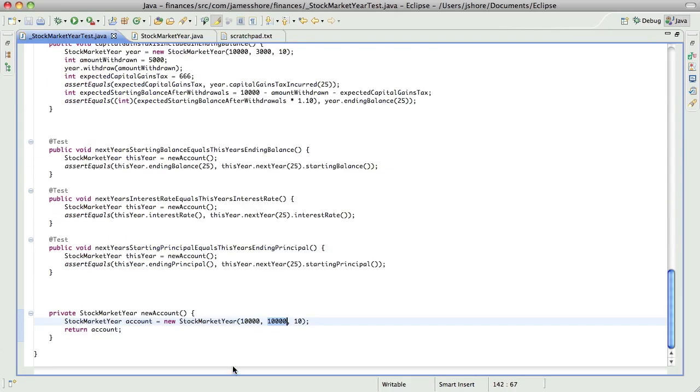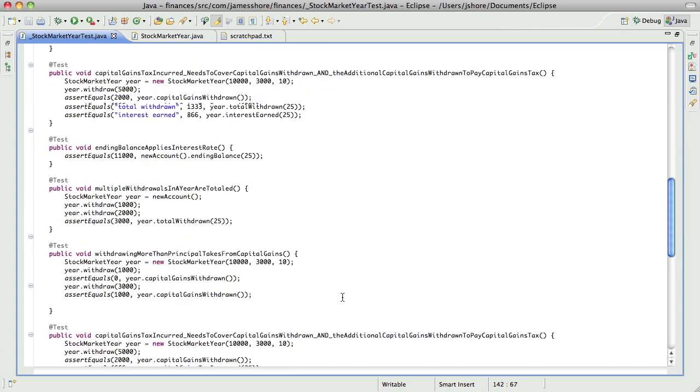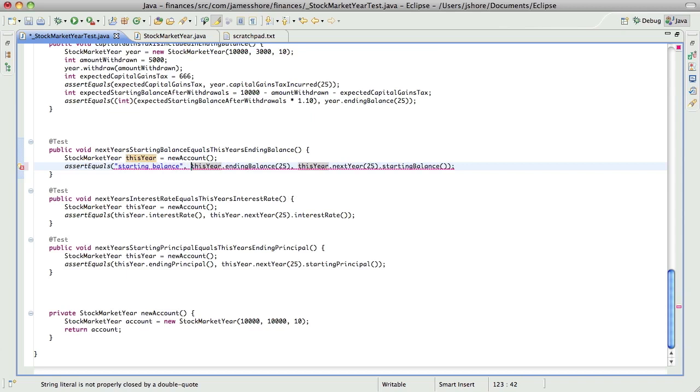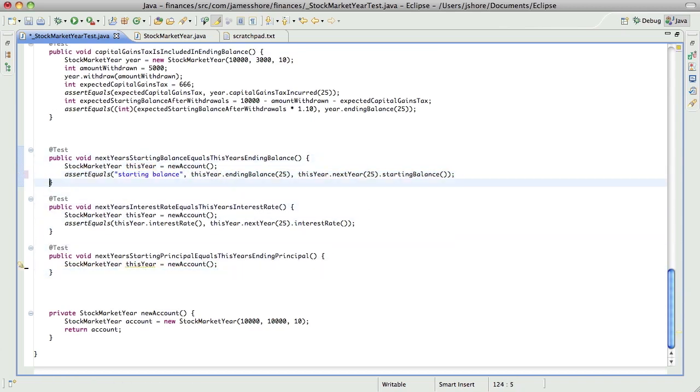Okay, let's clean up these tests. It's just, there's too much going on here. So I'm going to consolidate. For example, I think we can say that we want the starting balance to equal that, the starting principal.